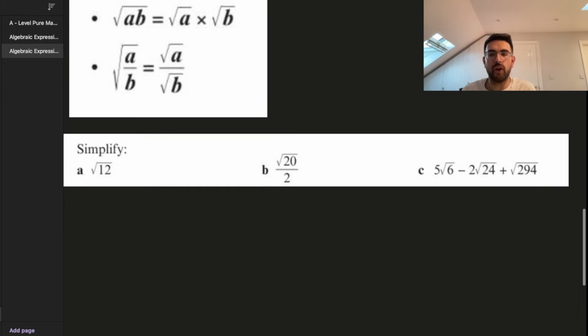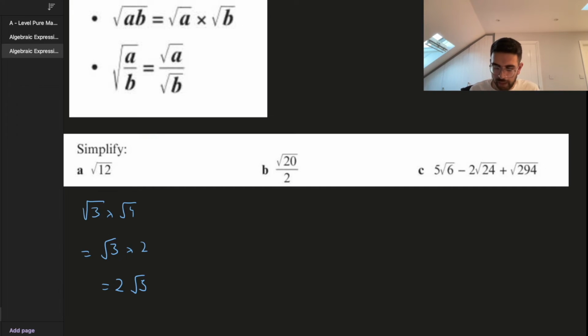Okay, let's move on to the next style of questions. So with part A, we just need to simplify root 12. Now, I know that root 12 is essentially root 3 times root 4, and root 4 is the same as 2. So we've got root 3 multiplied by 2, which is the same as 2 root 3. Hopefully this makes sense. All we're doing over here is simplifying our surds. So we're taking out the biggest multiplier.